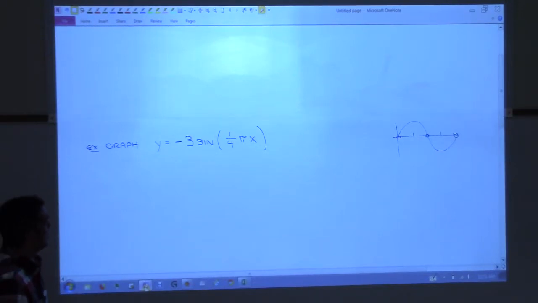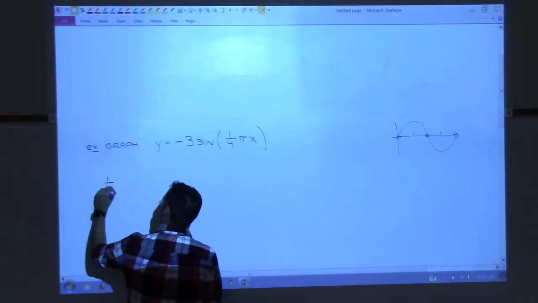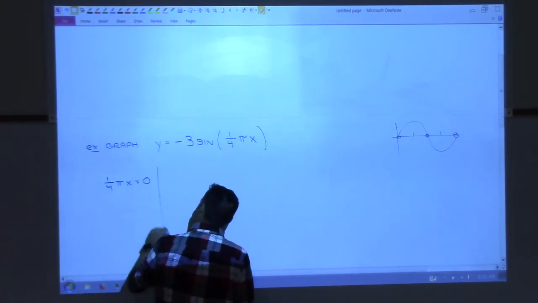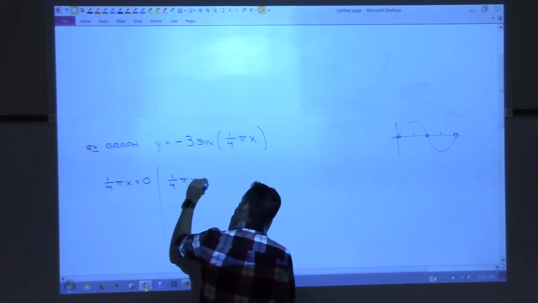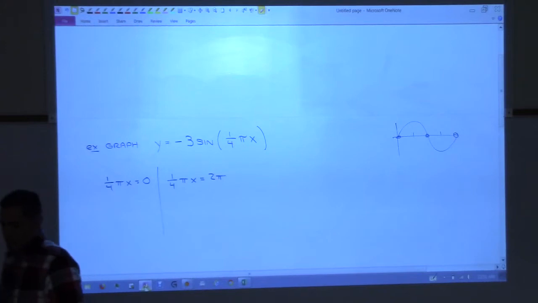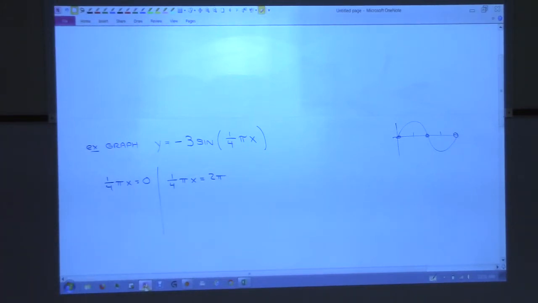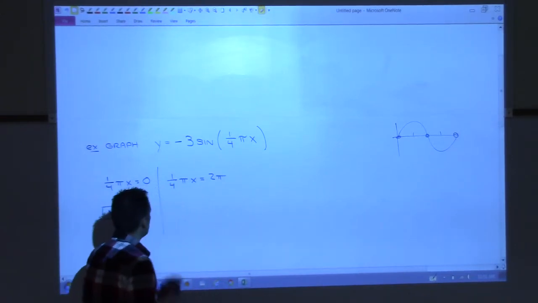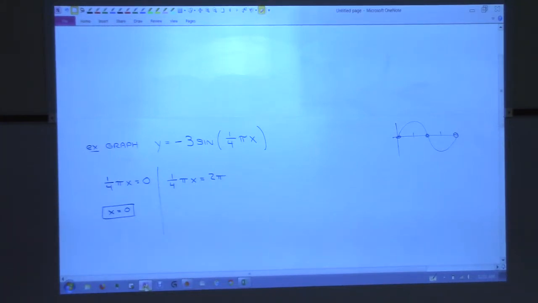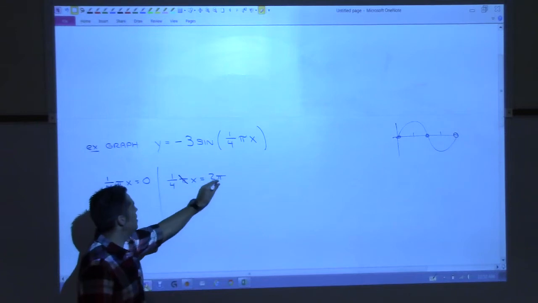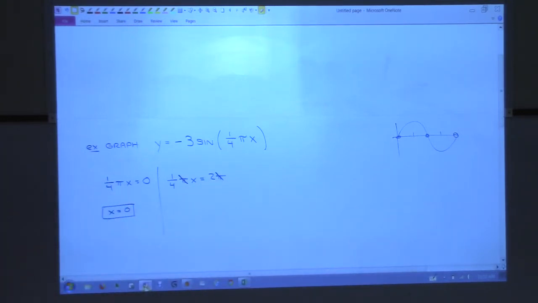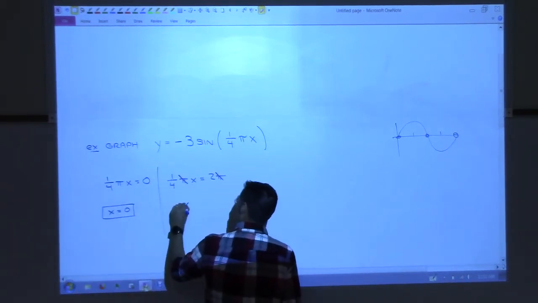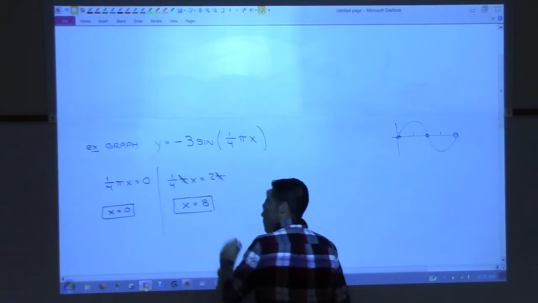All right, so I'm going to set my argument, just the argument, 1/4 pi x equal to 0. The other one, 1/4 pi x equal to 2 pi. We good? Now you solve those. The first one is just 0. And the second one, you can divide both sides by pi, right? And they're gone. And how do I get rid of 1/4 in front of x? Multiply by 4. Both sides by 4. And what are you left with? 8. X is 8.